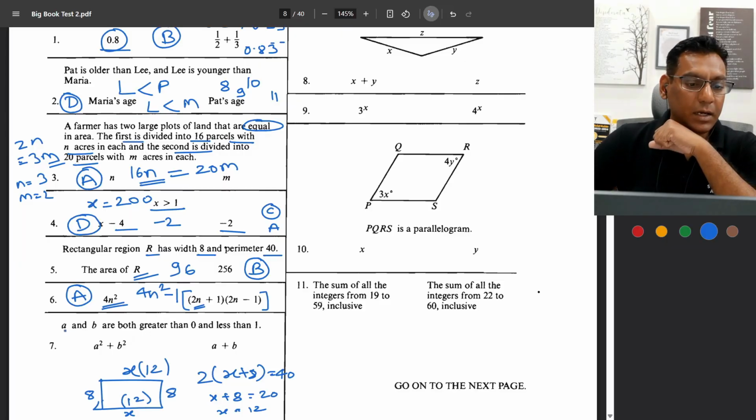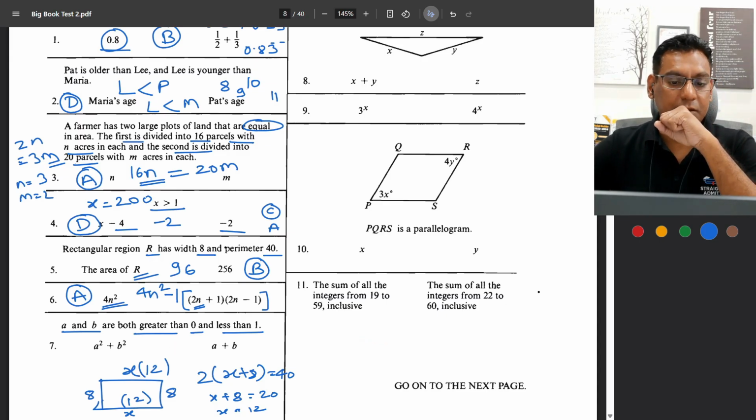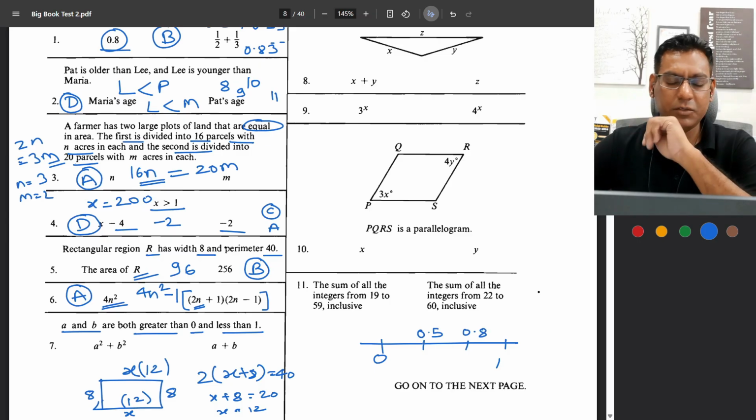A and B are both greater than 0 but less than 1. Both greater than 0 but less than 1. Let me do it here. Greater than 0, less than 1. So both are somewhere here. Let's say they are 0.5 and 0.8, just two random numbers.